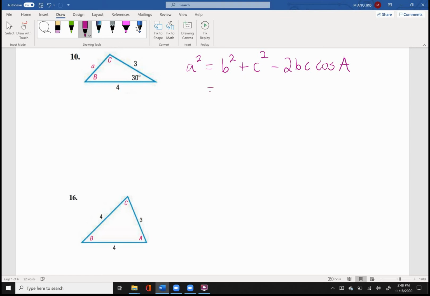Okay, so let's go ahead and plug in 3 for b, 4 for c, and cosine of 30 degrees. Now that's a famous angle in unit circles, so we can surmise straight away that that's going to take on a value of root 3 over 2. So doing a bit of simplification here, we will get 9 plus 16 minus 2 times 3 times 4, which is going to give me 12, and then root 3 over 2 is also in the mix.